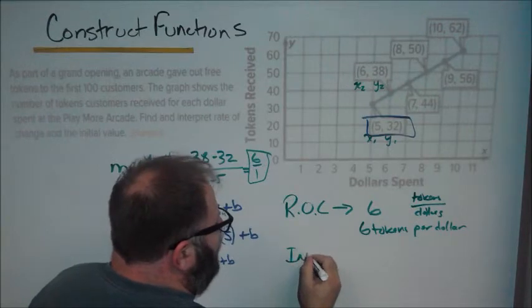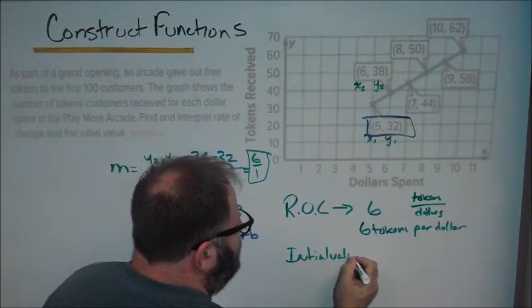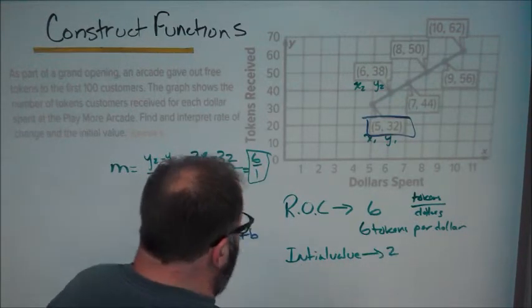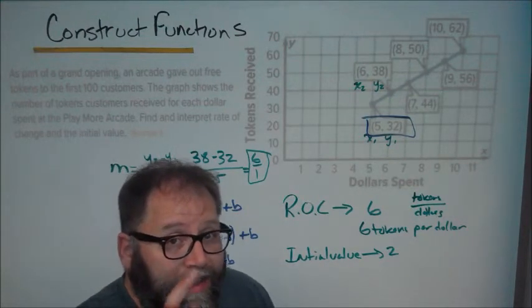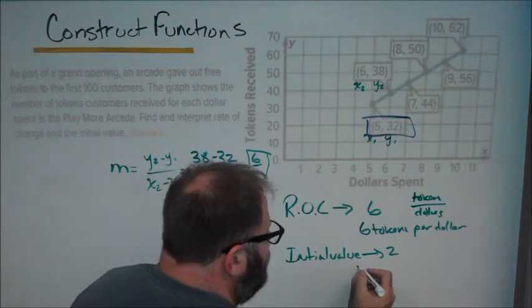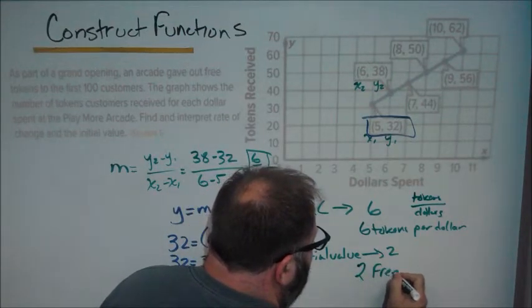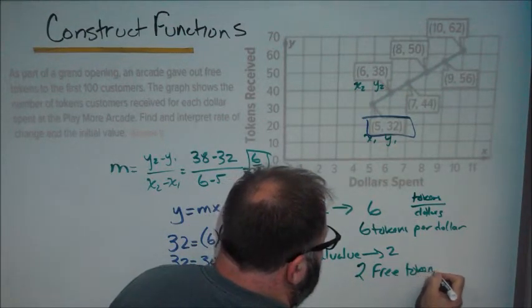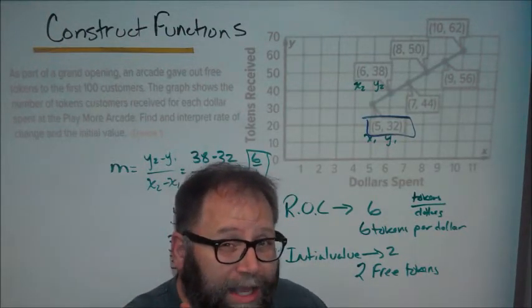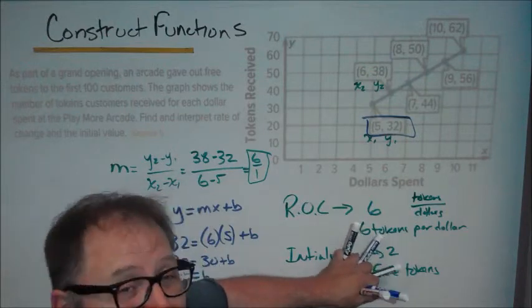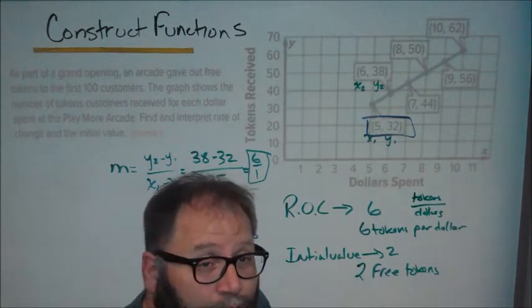And then the initial value is 2, which means what? That means they gave them 2 tokens to start. 2 free tokens. Great example of why labeling matters. If you keep track of your labels, you'll get to the end here and you'll have exactly what you want.